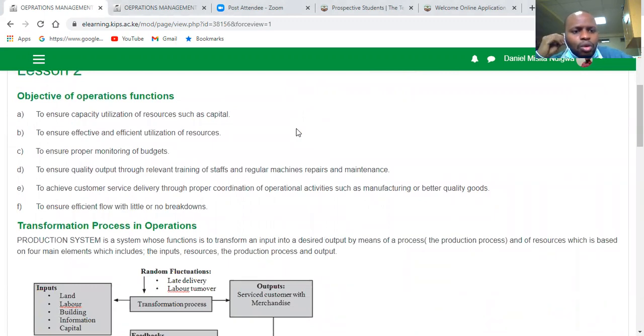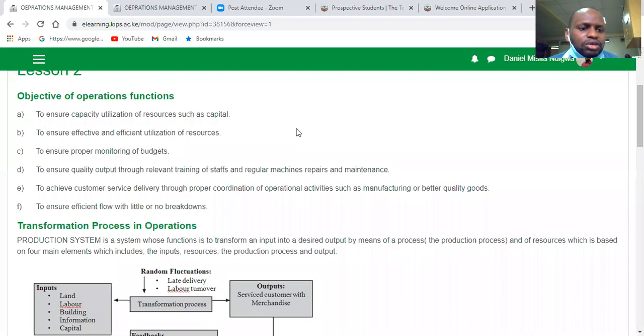The first objective of operation function is to ensure that you're able to utilize capacity of resources such as capital. So remember, in an organization, we normally use resources, and the resources in this case can be classified into three. The first one is the financial resource that is very critical in any organization. Then we also have the other kind of resource called the physical resources. These are resources that play a critical role. For example, the assets that you have, the tables that you have will play a bigger role in ensuring that you succeed as an organization.